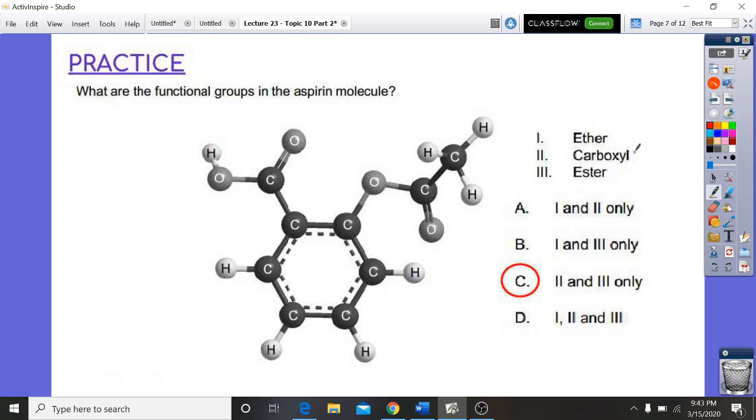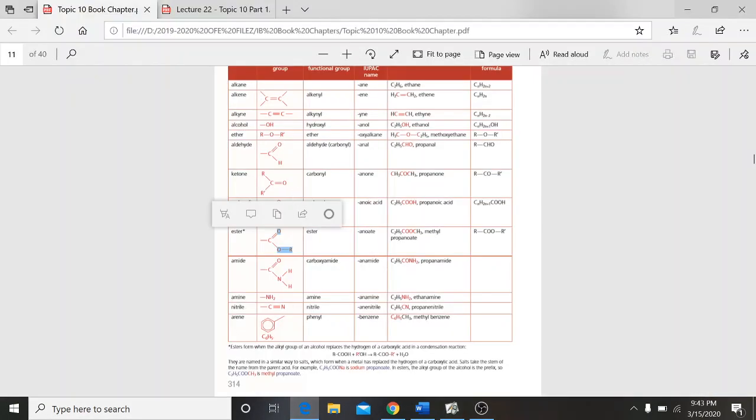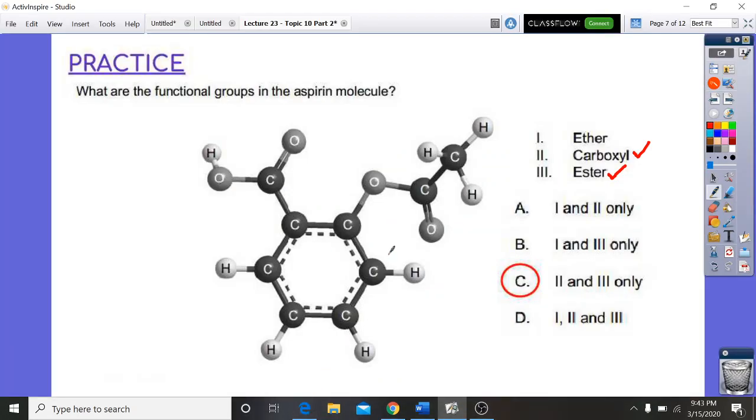You're right. It's carboxyl and ester. Our ether is the one that results in only having one O, which is not here whatsoever. We have two O's, one that is double bonded, one that is single bonded. This O then connects to what we call an R group, because it's connected to the rest of the compound that contains a bunch of C's and H's, and you'll learn that this is actually a phenyl group, which is one of those alkyls, okay? Good job.